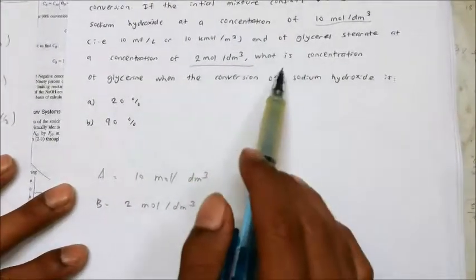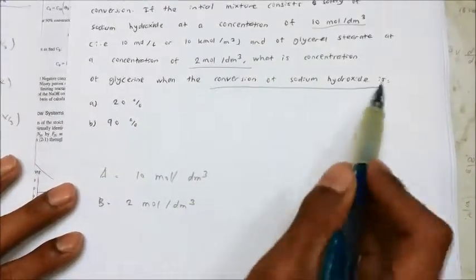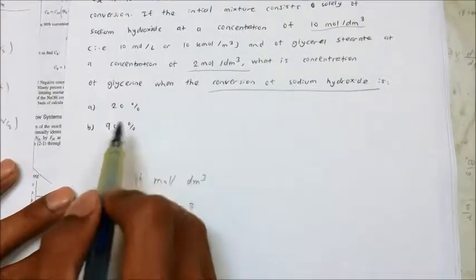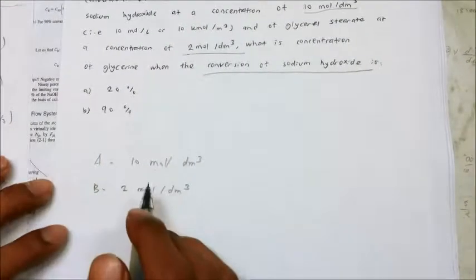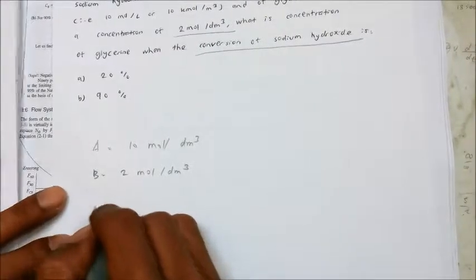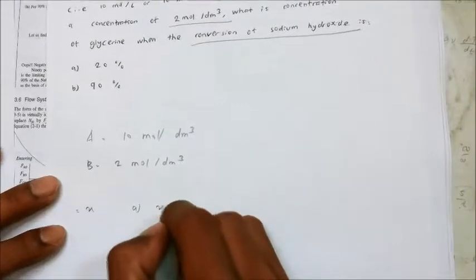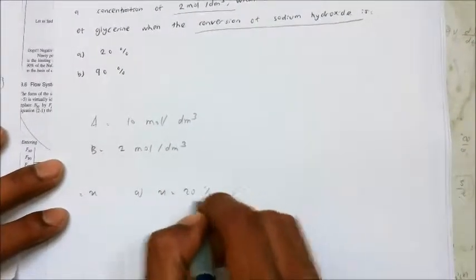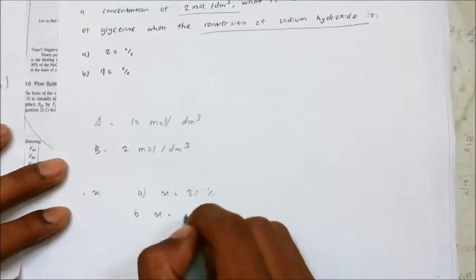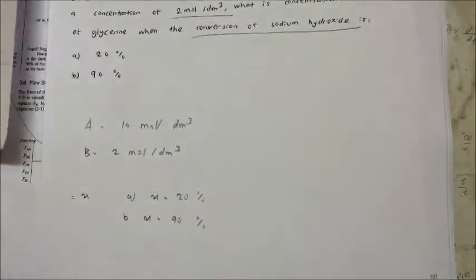Okay, what is the concentration of glycerin when the conversion of sodium hydroxide is A, 20%, and B, 90%? Okay, in this subtopic, we use conversion equal to X. So for A, X equals 20%, and for B, X equals 90%.